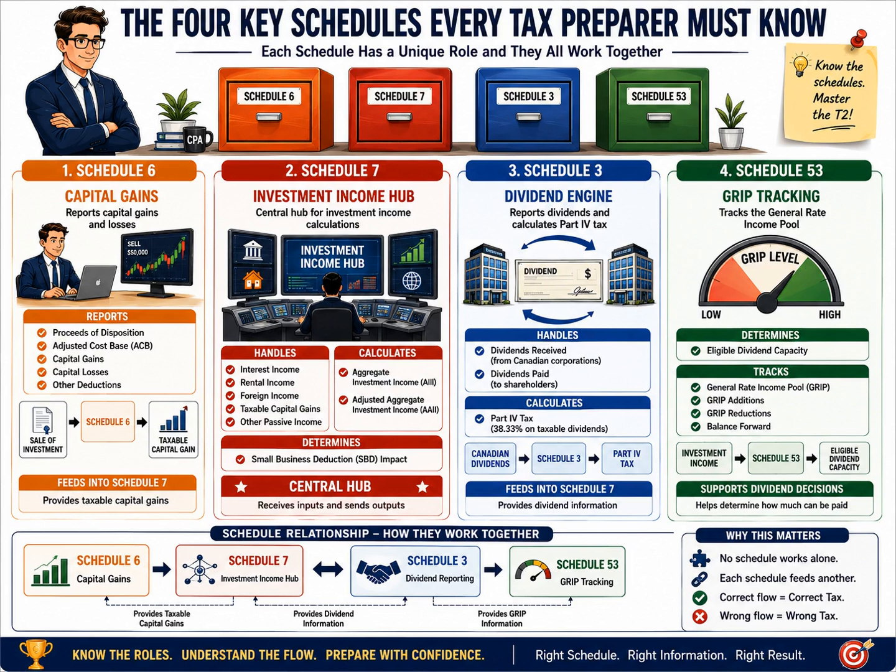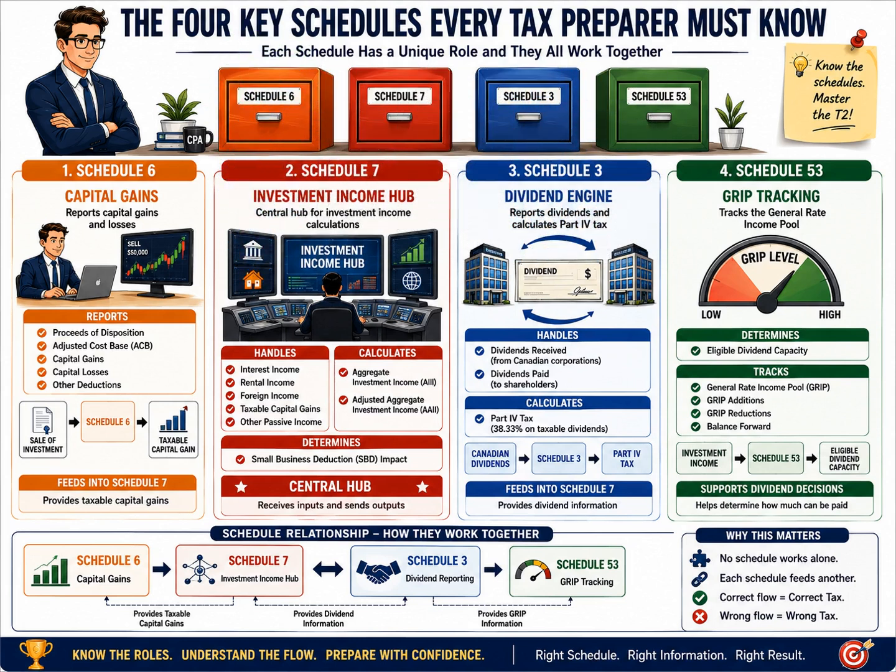Next, we move to Schedule 7, located in the center of the slide. This is the most important schedule in the entire investment income reporting process. Schedule 7 is the central hub. It collects information from multiple sources and brings everything together. Schedule 7 handles interest income, rental income, foreign income, and taxable capital gains received from Schedule 6.